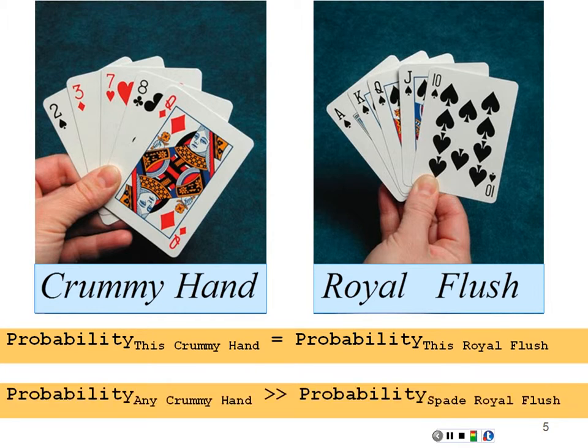So the probability of any crummy hand is much, much greater than the probability of a spade royal flush. You know, millions of crummy hands, 1 out of 311 million hands would give you a spade royal flush. So that's one example.